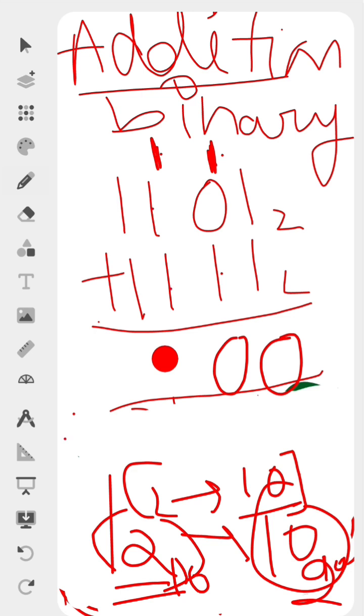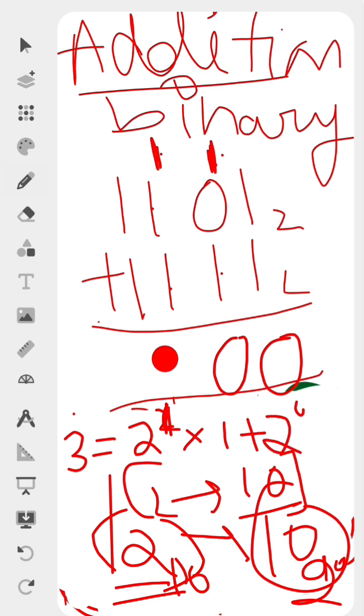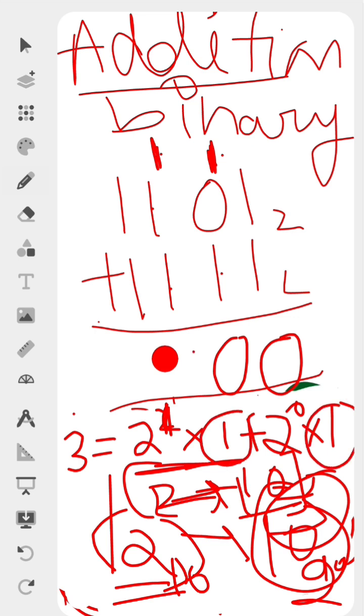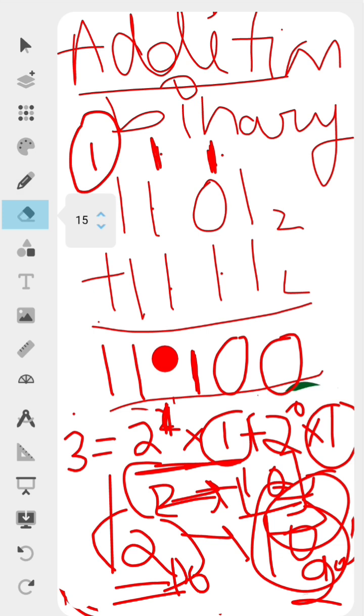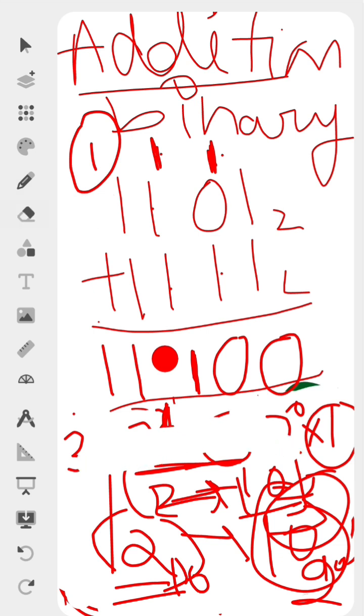1 plus 1 plus 1 is nothing but 3. Now 3 is 2 to the power 1 into 1 plus 2 to the power 0 into 1, because 2 plus 1 is coming out to be 3. So this is 11. So 1 will be here and 1 1. Again 11 is coming out. So this addition will be equal to 11100. That is how addition works.